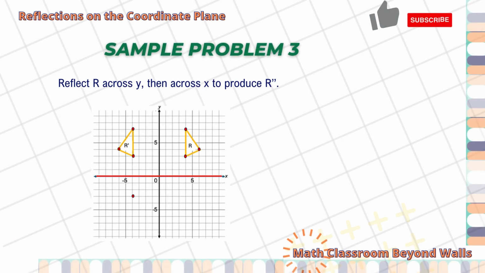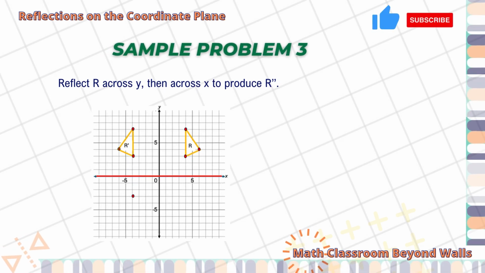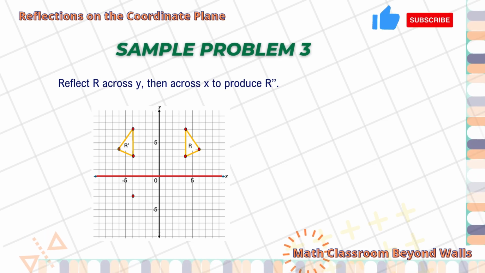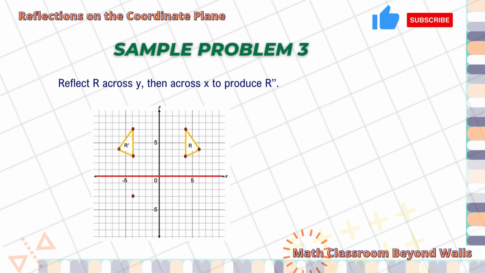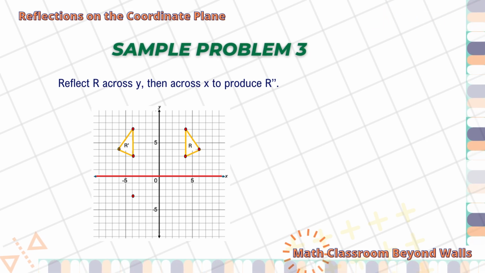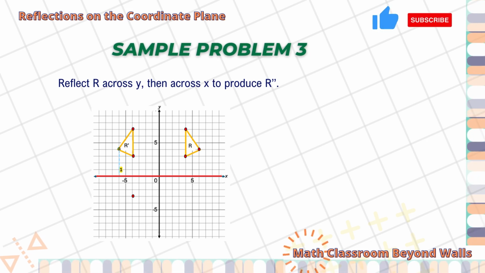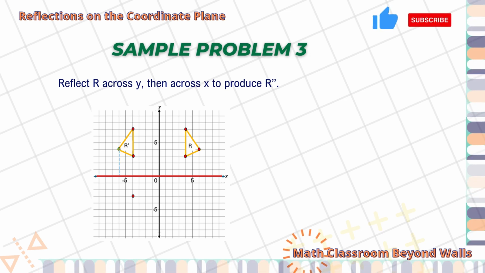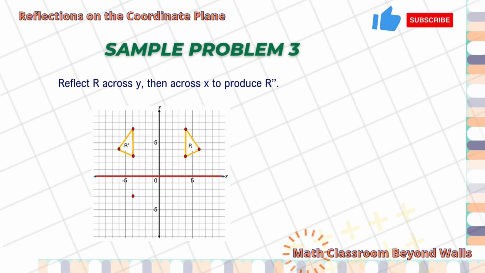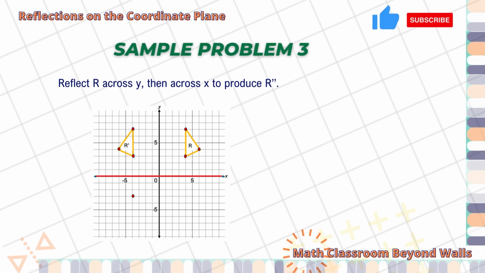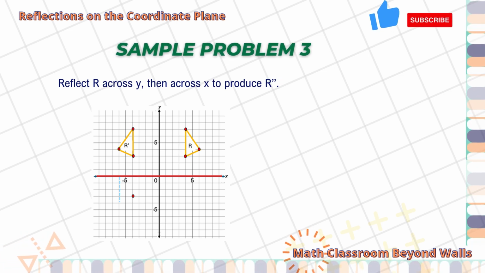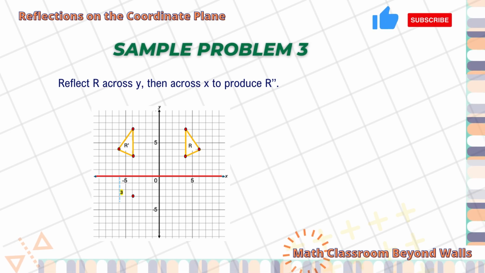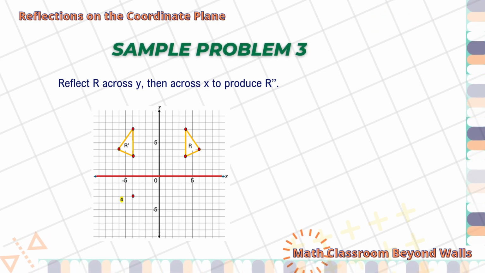Next, we reflect the second point on R prime that is near the x-axis. Count from the x-axis to point R prime: 1, 2, 3, 4. Then from the x-axis, count 4 units going down. So we count 1, 2, 3, 4. Here is the second point on R double prime.